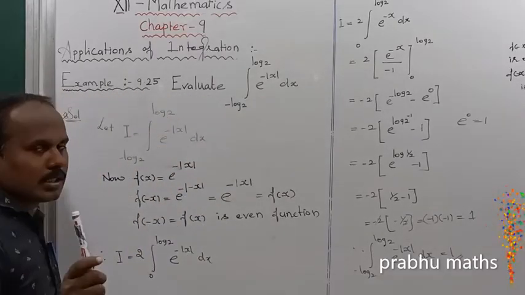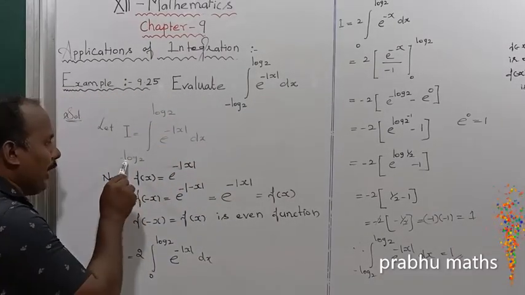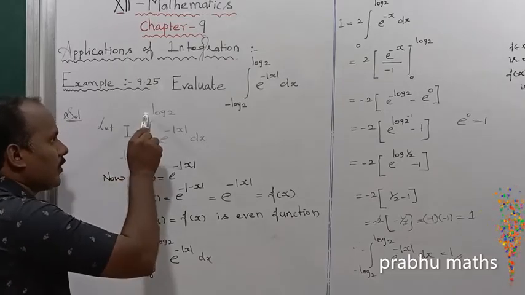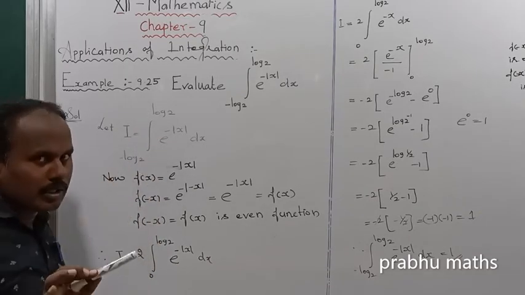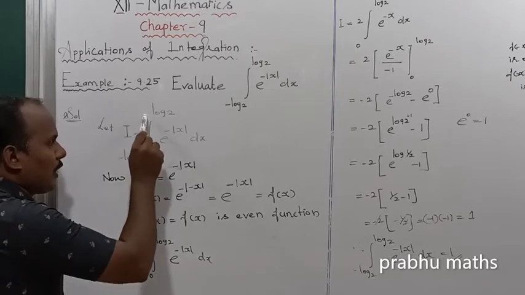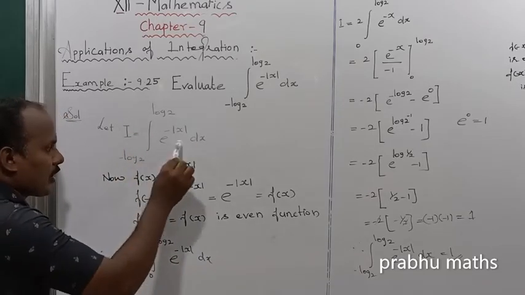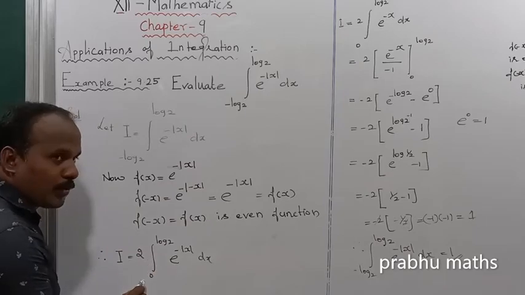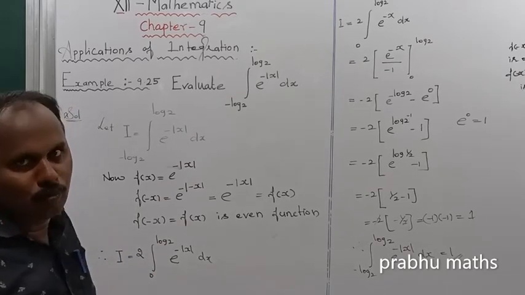So if the sum satisfies that the minus value and plus value are the same number in the limit, like minus 5 by 2 to plus 5 by 2, minus 2 to plus 2, minus 5 to plus 5, check the function here. If it is an even function, put 2 times; if it is an odd function, directly put 0. Okay.